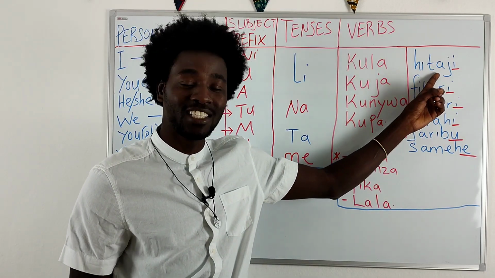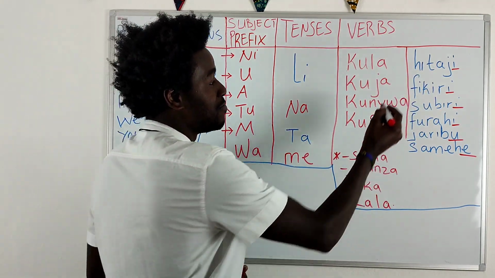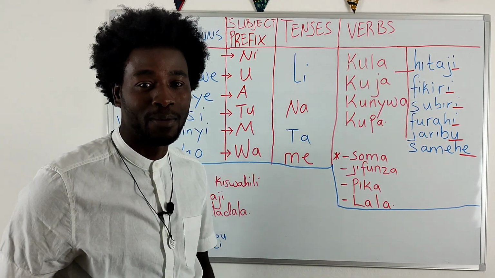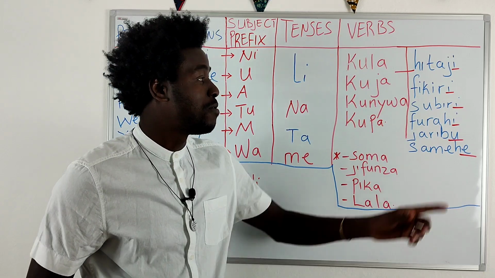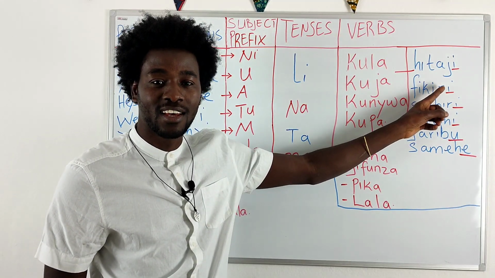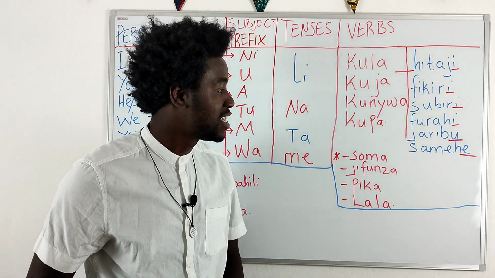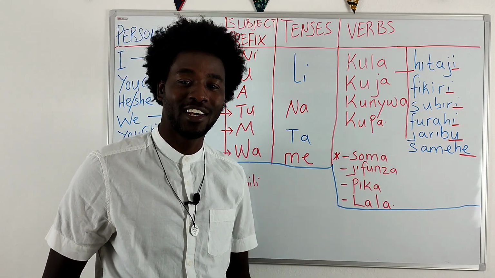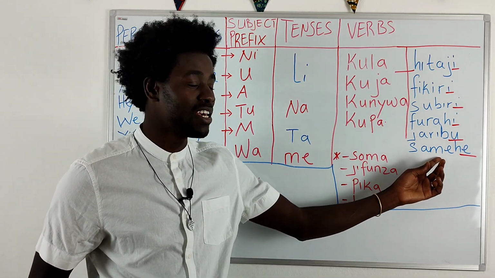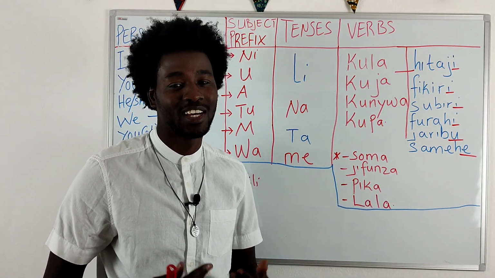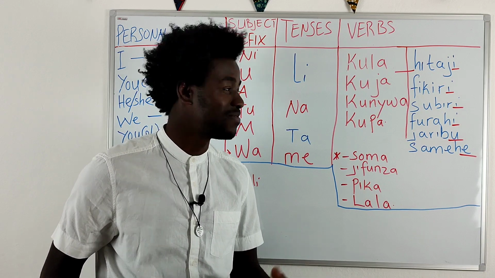For example, hitaji, this is need, but it is without the infinitive of the Swahili verb, which is ku. But also, fikiri, this is think, and to think is kufikiri. And jaribu, this is try, and kujaribu is to try. Samehe, this is forgive, and kusamehe is to forgive.